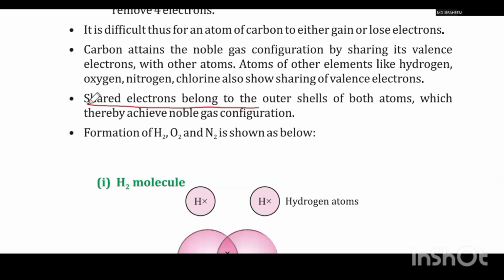where electrons belong to the outer shell of both the atoms. It means carbon is forming the covalent bond. There is a sharing of electrons. So the atoms that can be carbon, hydrogen, carbon, oxygen, and other elements that come to form the covalent bond will share their valence shell electrons, or the outermost shell electrons, thereby achieving the noble gas configuration. We are going to discuss the examples of hydrogen, oxygen, and nitrogen.